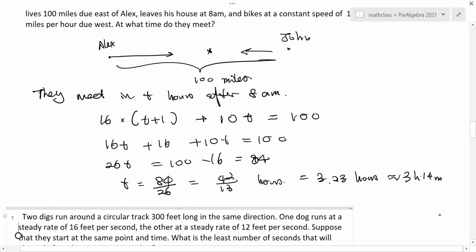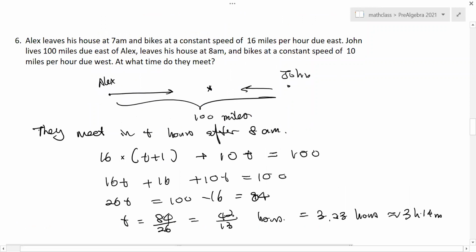So you add it to 8 o'clock, right? 8 plus 3 hours is going to be 11, and 40, 14. So that means not exactly. You have to find how much time after 8 o'clock a.m.